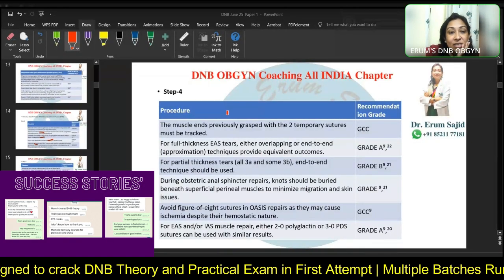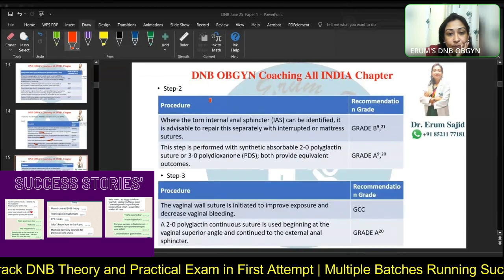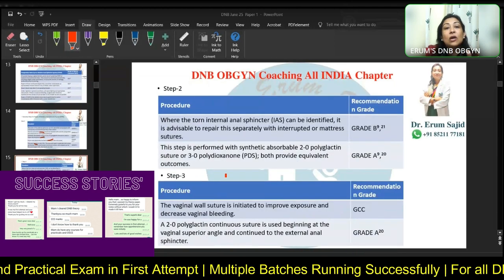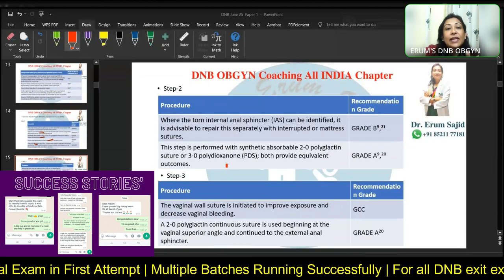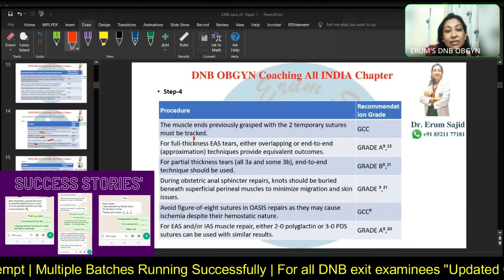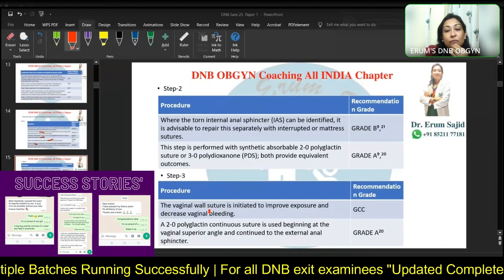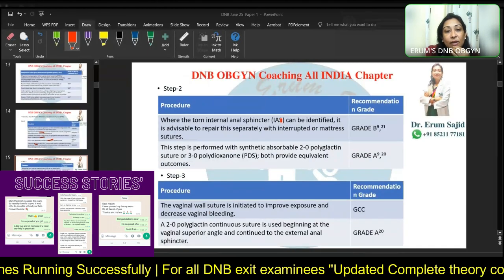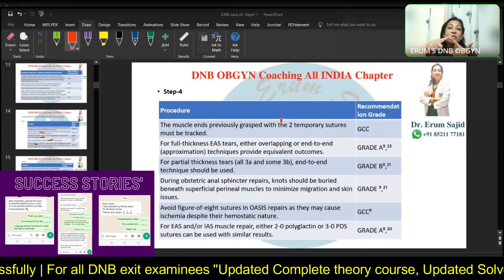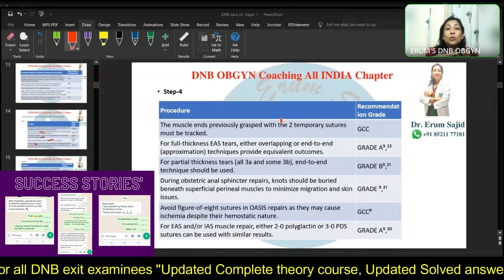Okay, so I'll just put it up properly with you. This is what you do first. This one, you're talking about the internal anal sphincter. Then you go on to the external anal sphincter, which is here, step 3. This is the one which is the last, which is step 4. I'll just have to put this there. So we are going from the internal anal sphincter to the external anal sphincter, any further muscles, and then the vaginal mucosa.